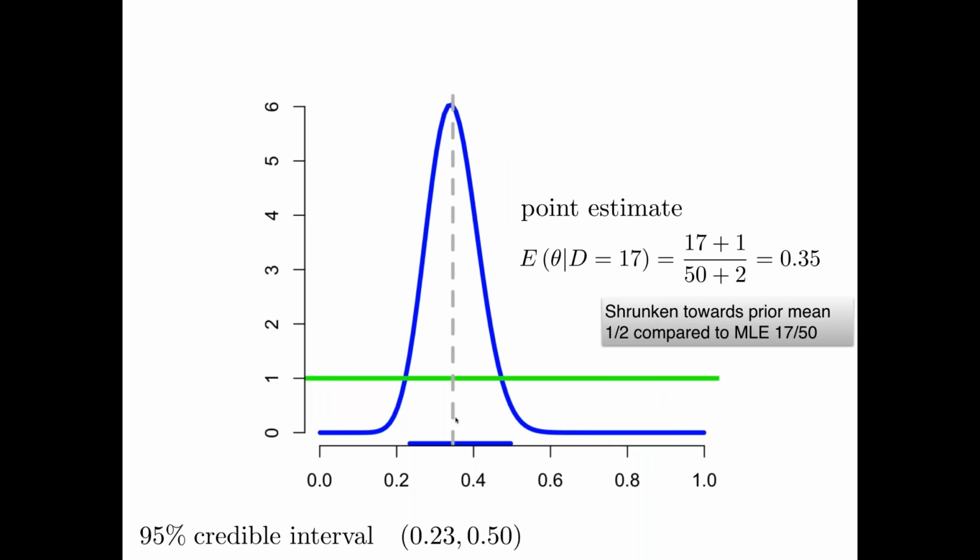If we take the center value, the mean of that distribution, its expected value, that could serve as a point estimate. And it happens in this case that the balance point of the distribution is a little different than what you think of as the natural estimator, 17 over 50. It's a little bit modified. It's, as we say, shrunken towards the prior mean, which is a half, compared to the MLE.